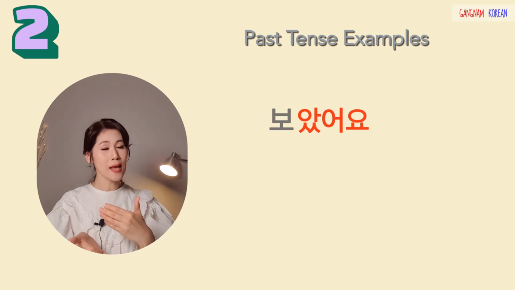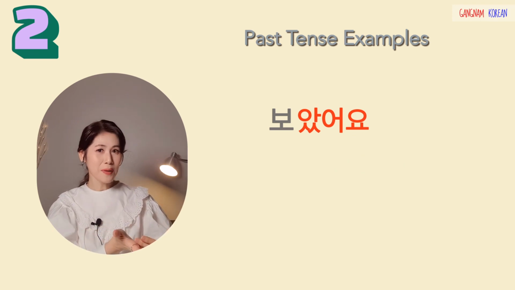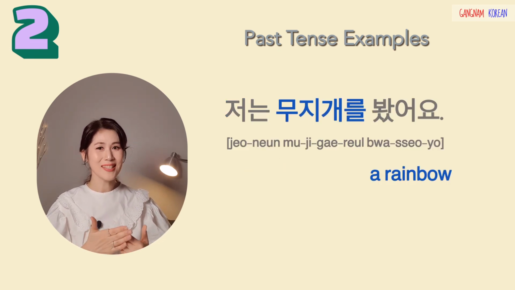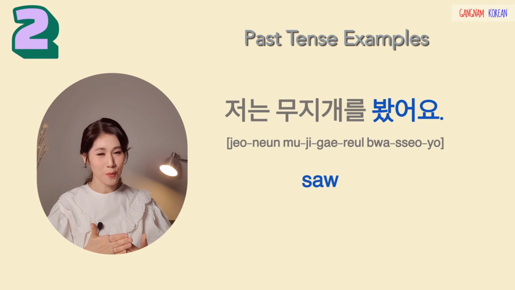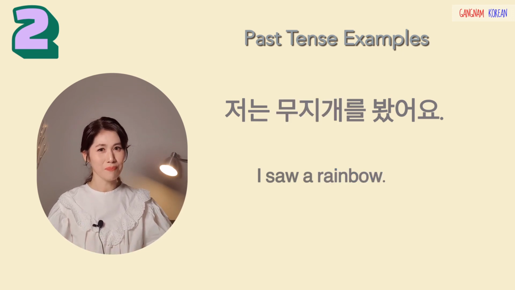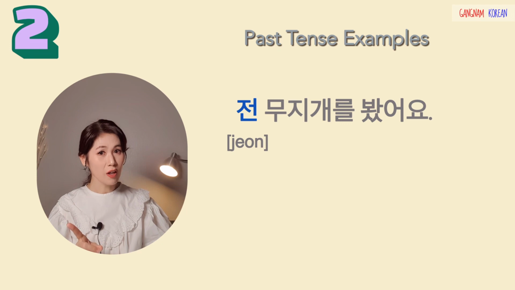So you could say 보았어요. It's fine, but most people just say 봤어요. For example, 저는 무지개를 봤어요. I saw a rainbow. 무지개 means a rainbow. 저는 무지개를 봤어요.